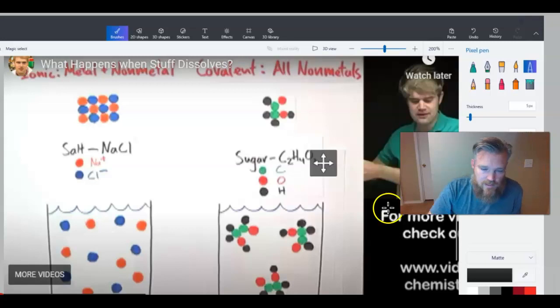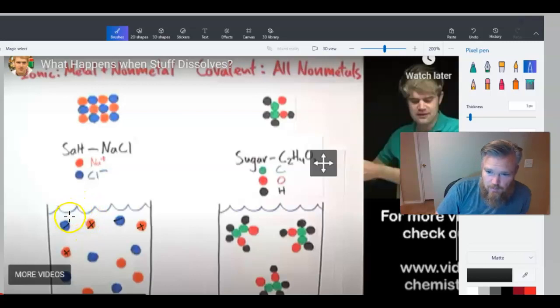So what I usually do is I come in here and I have the kids draw in what's going on. So if we notice from this drawing, this is the ionic compounds. This is Na, which is positive, and then Cl, which is minus. So this is a plus, this is a minus, this is a plus, this is a minus, plus, minus, and so on.